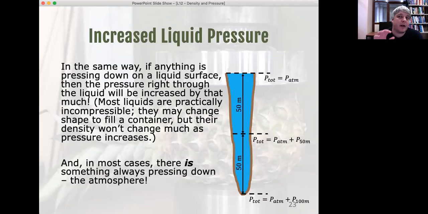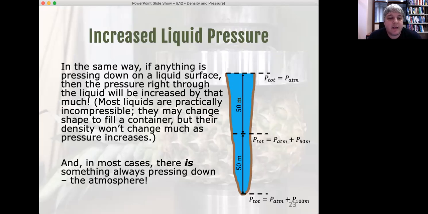So if you apply 10 newtons somehow to the surface of a liquid, it's quite hard to apply a pressure uniformly to the surface of a liquid. You'd have to have a liquid-proof seal over the whole volume of liquid that you can push down on and apply a pressure. Then that pressure would increase right throughout the liquid everywhere.